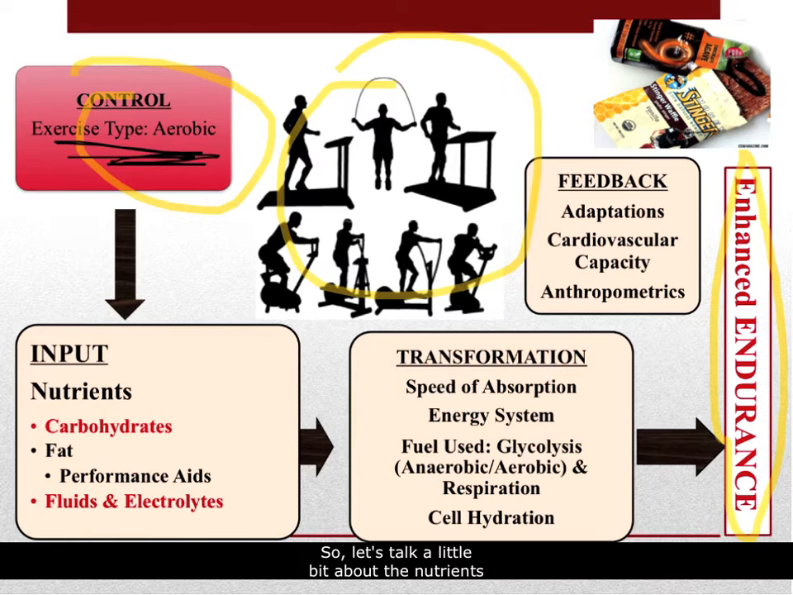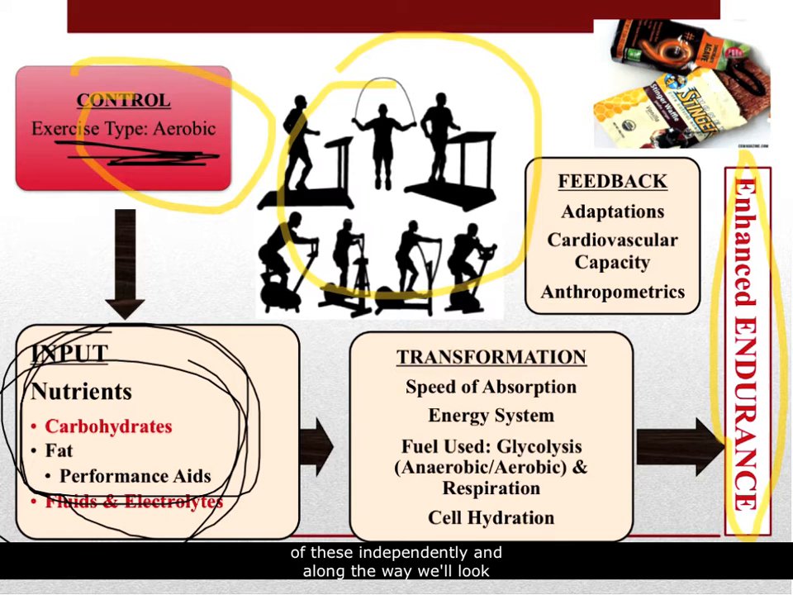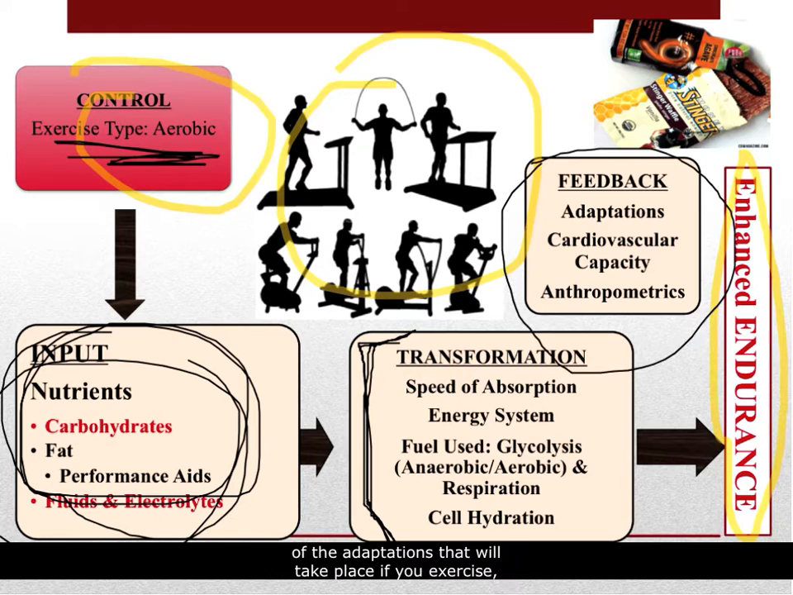So let's talk a little bit about the nutrients of consideration here. These are the nutrients that are important for aerobic type exercises, and we'll talk about each of these independently, and along the way we'll look at some different figures and we'll talk about some of the different key transformation things that are important for understanding why these are important nutrients to consider. And then we'll talk lastly, to wrap this up, about some of the adaptations that will take place if you exercise, manipulate, or modify these nutrients, and how that transformation will lead to enhanced endurance and these feedback adaptations that we'll talk about.